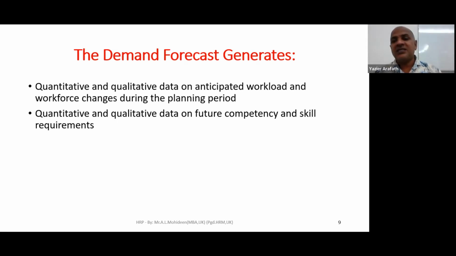So this data we can get from the organization when we have the appraisal. When we review the performance, we can understand these things. So for demand, we can identify and collect all the data. Based on the data, we have to plan.